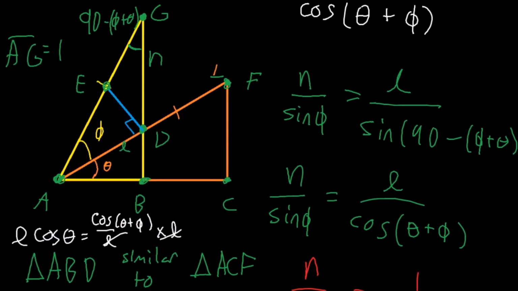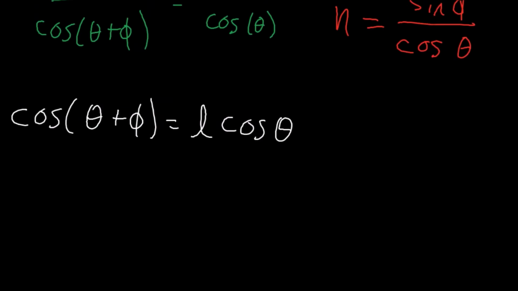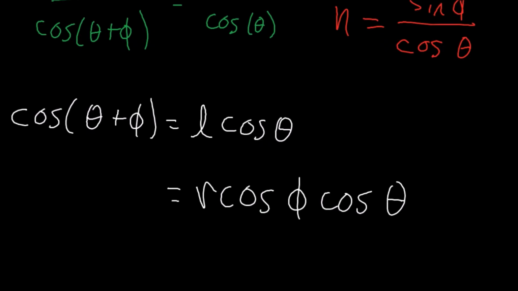Now L, what can we do about L? Well, let's invent yet another variable. Let's call length AE R. So from A to E, we have R. All right. So R cos phi equals L, using that hypotenuse times the cosine gives us the adjacent rule that we just used. Now we can replace L with R cos phi cos theta. Okay, we're on our way.